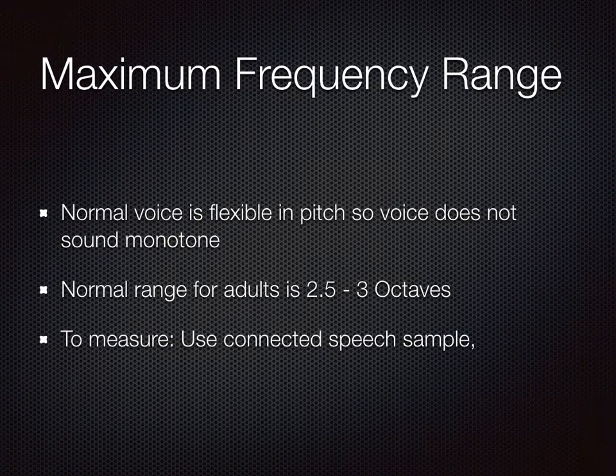The first parameter we're going to look at is maximum frequency range. The maximum frequency range is important because it shows us that normal voice is flexible. Without this range, a person might sound monotone. The normal range for a person is 2.5 to 3 octaves, and that's for an adult person.